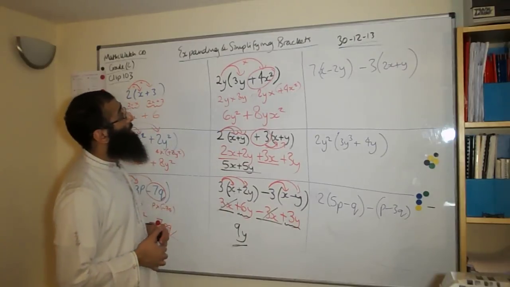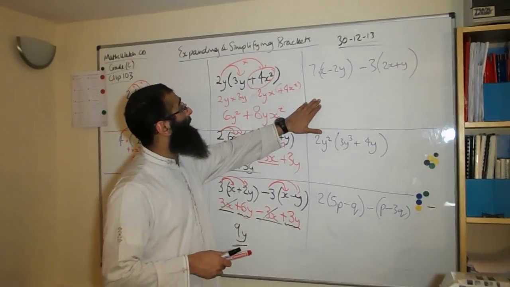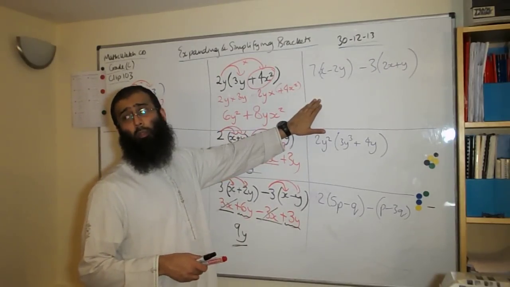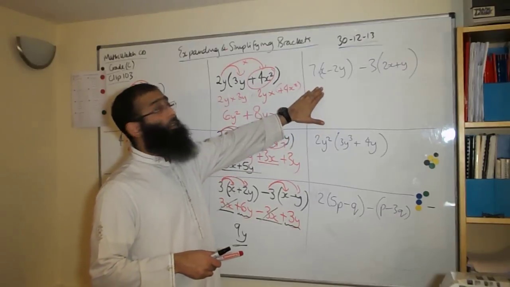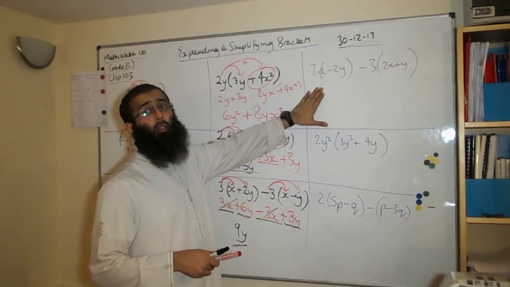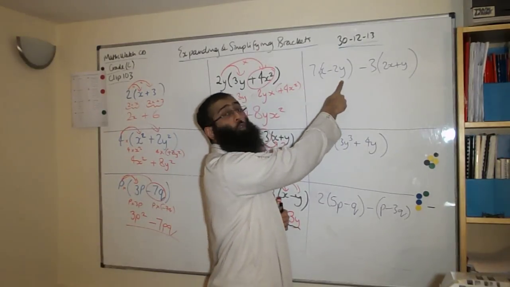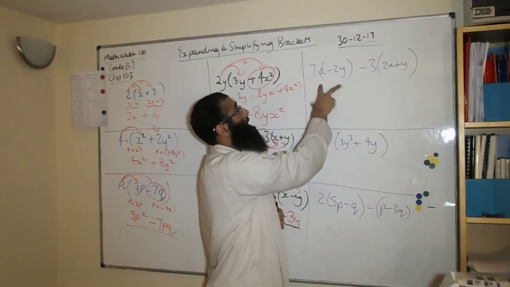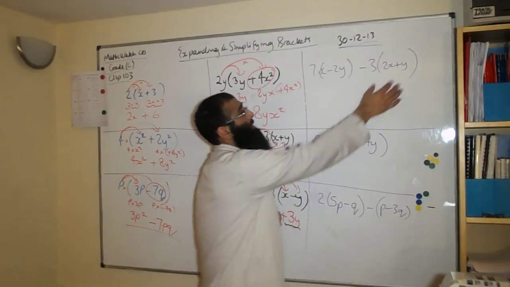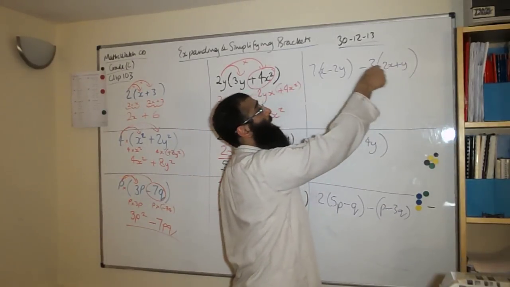Okay, 9y. Right, let's have a look at this last section over here. Okay, the last part here. We have here in the first set of brackets, we have x minus 2y in the first bracket, times by 7. In the second bracket, 2x plus y times by minus 3.